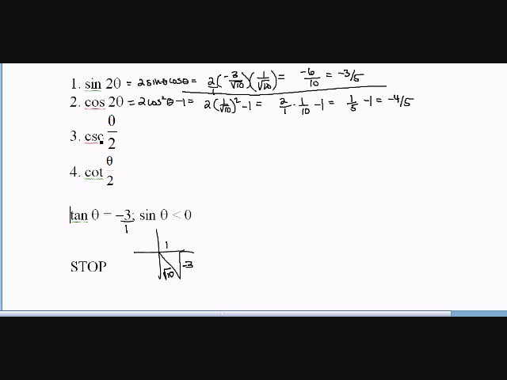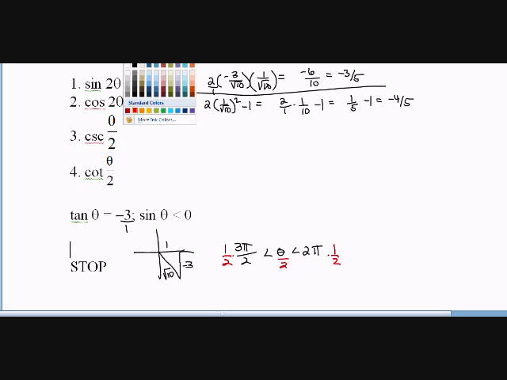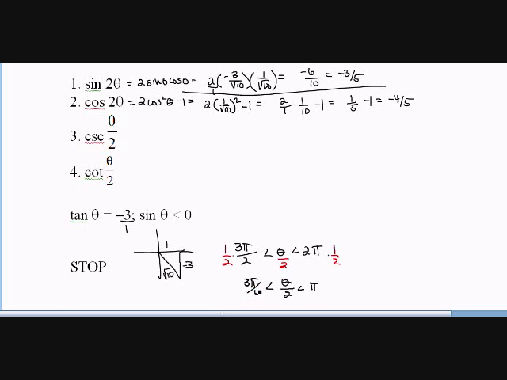Again, we have a half angle cosecant, so whenever we're handling cosecant or its cousin sine, we need to determine what quadrant we're dealing with. Since this is a fourth quadrant angle, that would be 3 pi over 2 is less than theta is less than 2 pi. I need to have theta over 2, so that means I need to divide everybody by 2. I'm going to think of this as being multiplied by 1/2 and this one being multiplied by 1/2. So now I have an inequality with respect to theta over 2. So I have 3 pi over 4 is less than theta over 2 is less than pi.